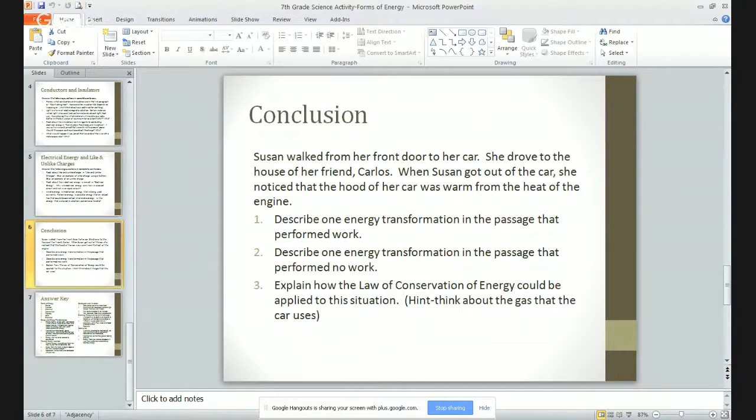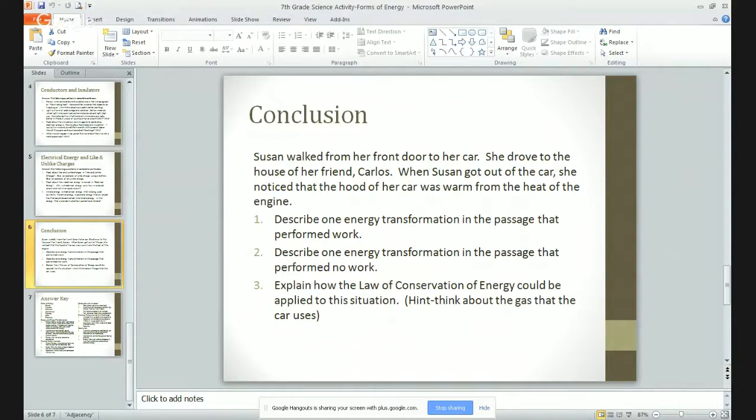And your last little bit, this is kind of putting everything together. We've got Susan walking from her front door to her car. She drove to the house of her friend Carlos. When she gets out of the car, she notices that the hood of her car was warm from the heat of the engine. So you need to find one energy transformation in the passage that performed work.